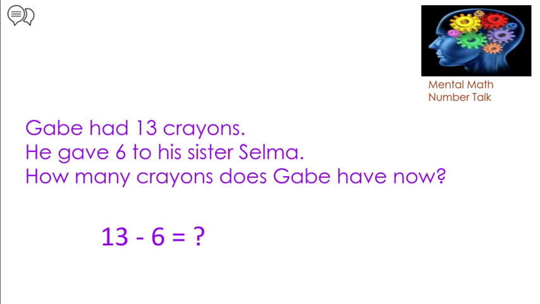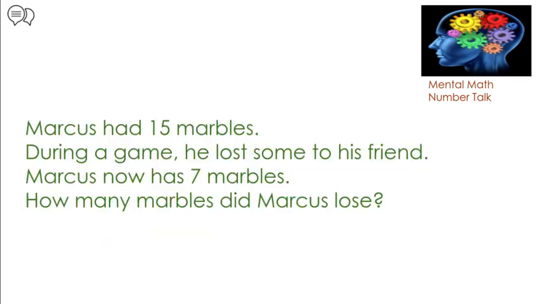Let's look at the next problem. It says Gabe had 13 crayons. He gave 6 to his sister Selma. How many crayons does Gabe have now? What words would tell you that this would be a subtraction problem? Again, if you said gave and have now, you are correct. Below is your number model for subtracting. 13 minus 6 equals what? If you said 7, you are correct.